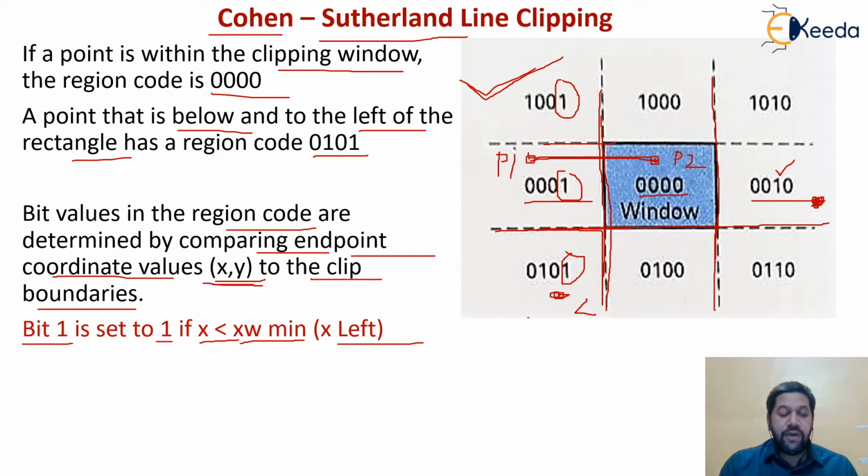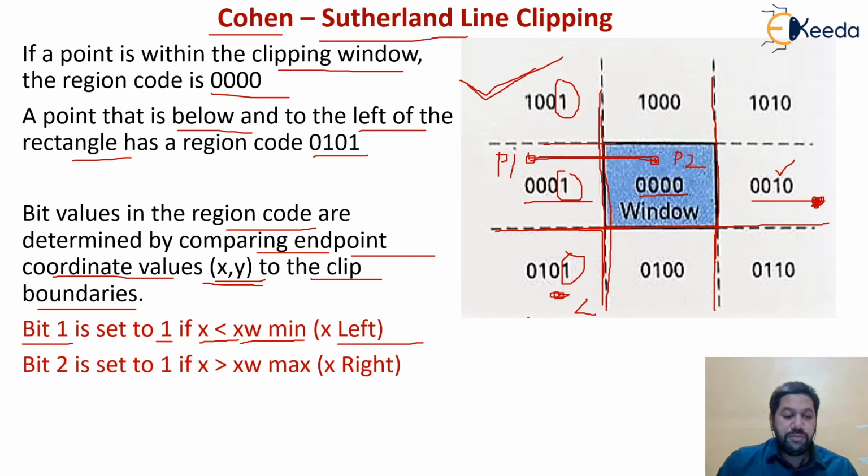Getting me? When I'm going to set bit number 2, similarly, my bit number 2 is set to 1 if the x value is greater than xw maximum. Xw maximum means the right edge. And the left and right edges are represented with the help of the x value, because this is my x axis, and this is my y axis.